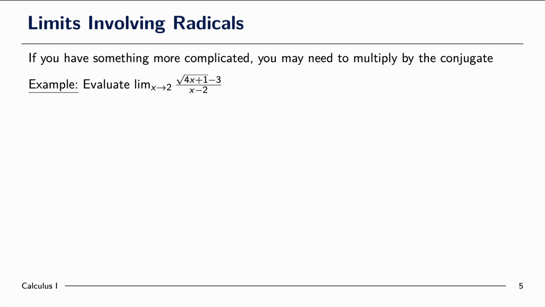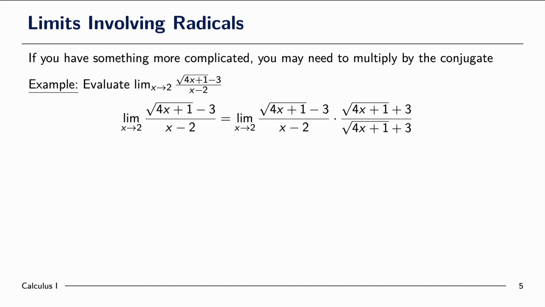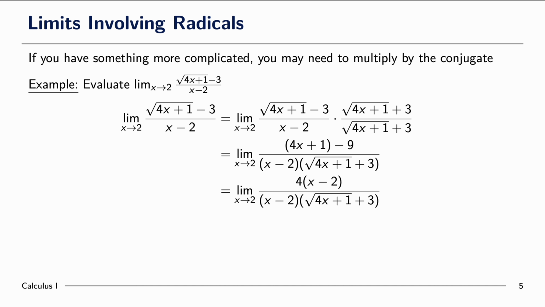So the first thing we'll do is multiply the numerator and denominator by the conjugate. So we multiply the numerator and denominator by the square root of 4x plus 1 plus 3. Since we've done that, we can use FOIL and it will get rid of the square root in the numerator. So we get the numerator to be 4x plus 1 minus 9. And we can simplify the numerator and factor and get 4 times x minus 2.